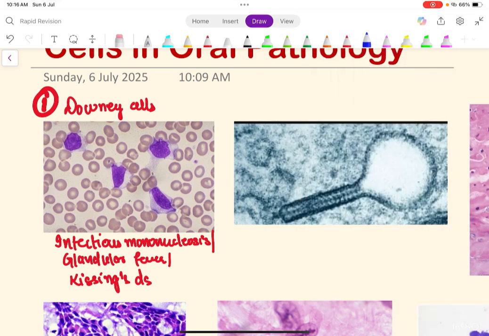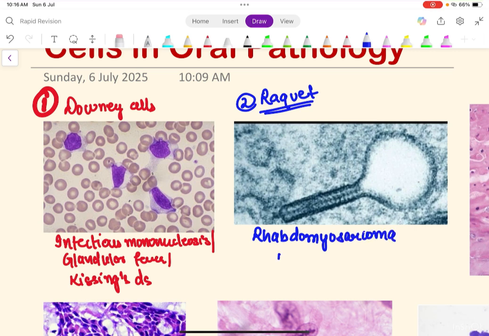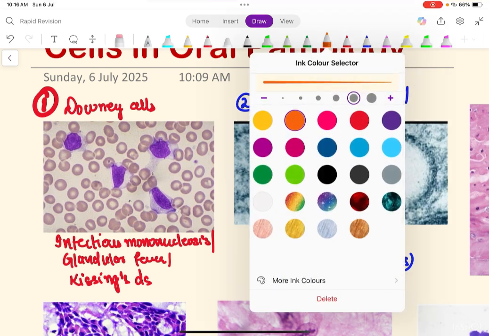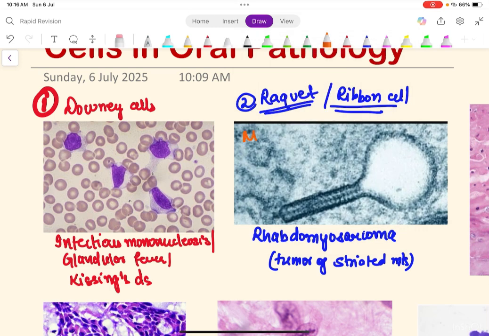All right, now look at this. This is quite evident. This is our racket cell. Now R for racket, R for rhabdomyosarcoma. This is a tumor of striated muscles. There is one more name for it, which is the ribbon cell, so you can also call it ribbon cell. They are nothing but modified spindle cell.